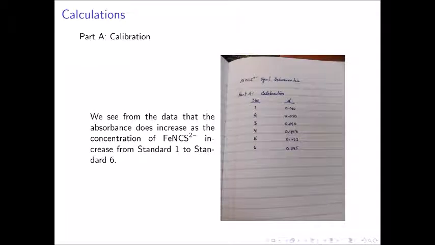Having read the absorbance for all 6 standards, we see from the data that the absorbance does increase as the concentration of the complex increases. We begin with an absorbance reading of 0 for standard 1, and these increase to a final absorbance reading of 0.745 for standard 6. This has concluded part A, or the calibration part of the experiment.